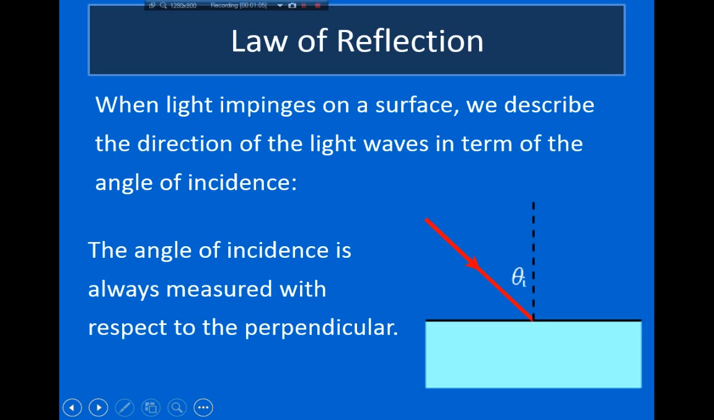And we're going to use this to describe what happens when light is reflected off of the surface of a material and what happens when light is transmitted through a material. So the first thing I want to talk about is what happens when light reflects off of something.